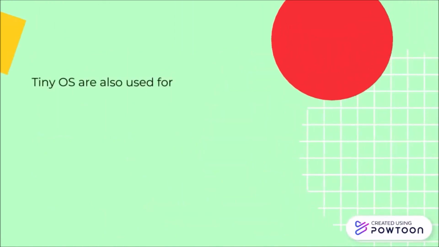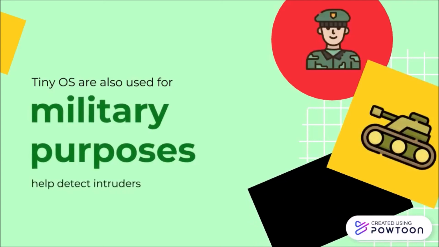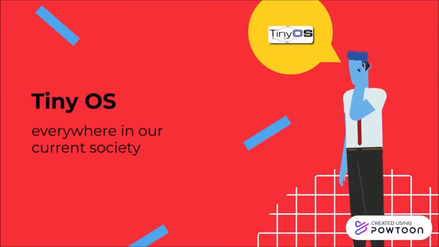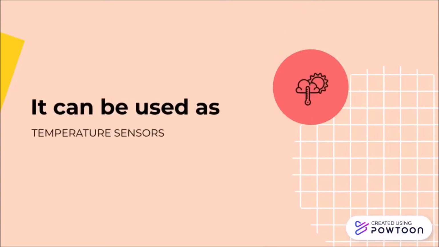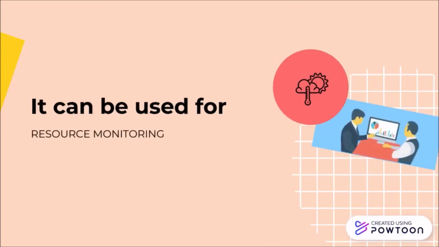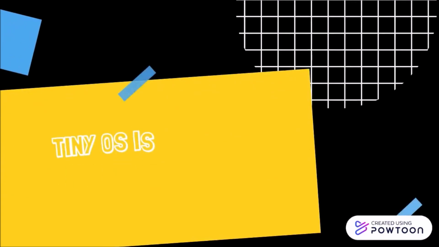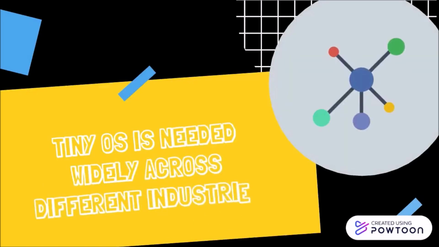TinyOS is also used for military purposes. This helps the military to know better if there are intruders in their airspace. TinyOS is now everywhere in our current society. It can be used as temperature sensors, or for resource monitoring, or even for detection of faulty crops in the agriculture industry. All of these use TinyOS. Without the use of TinyOS, most of the machines cannot work perfectly.